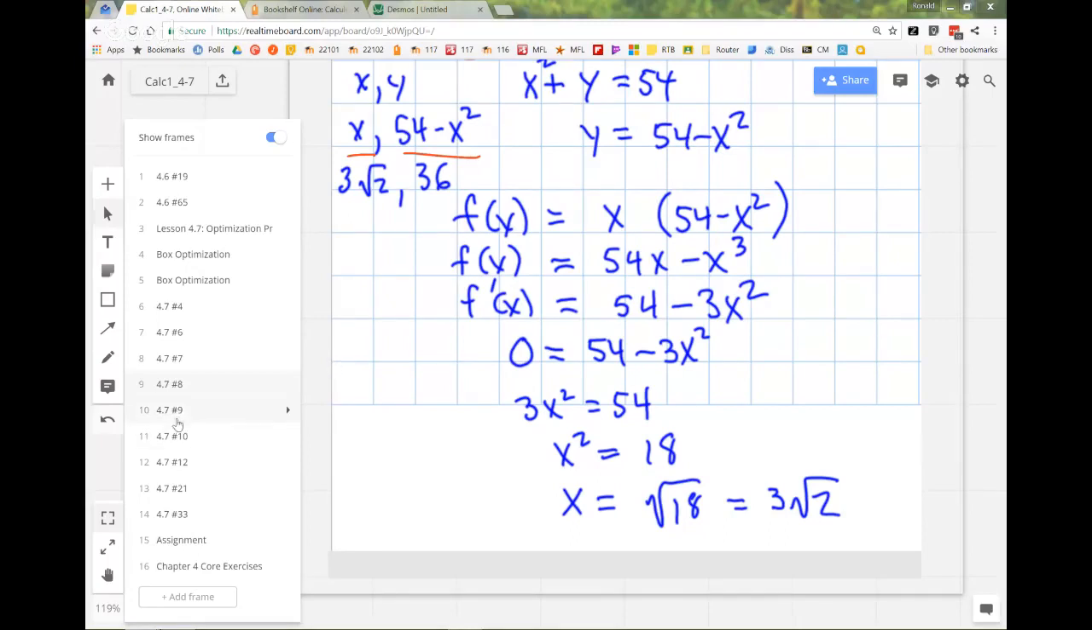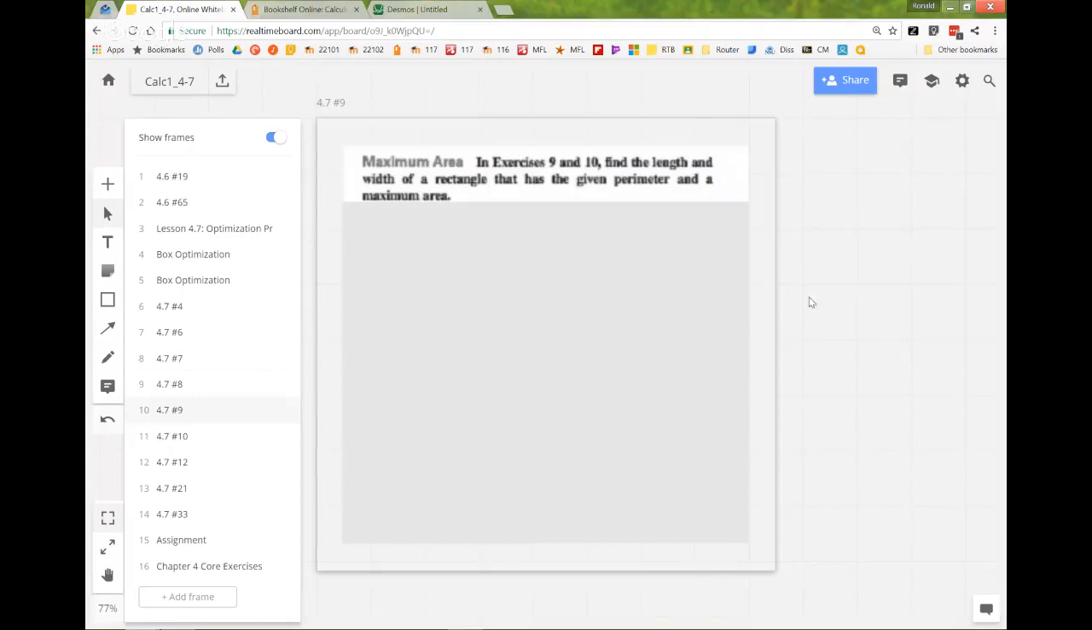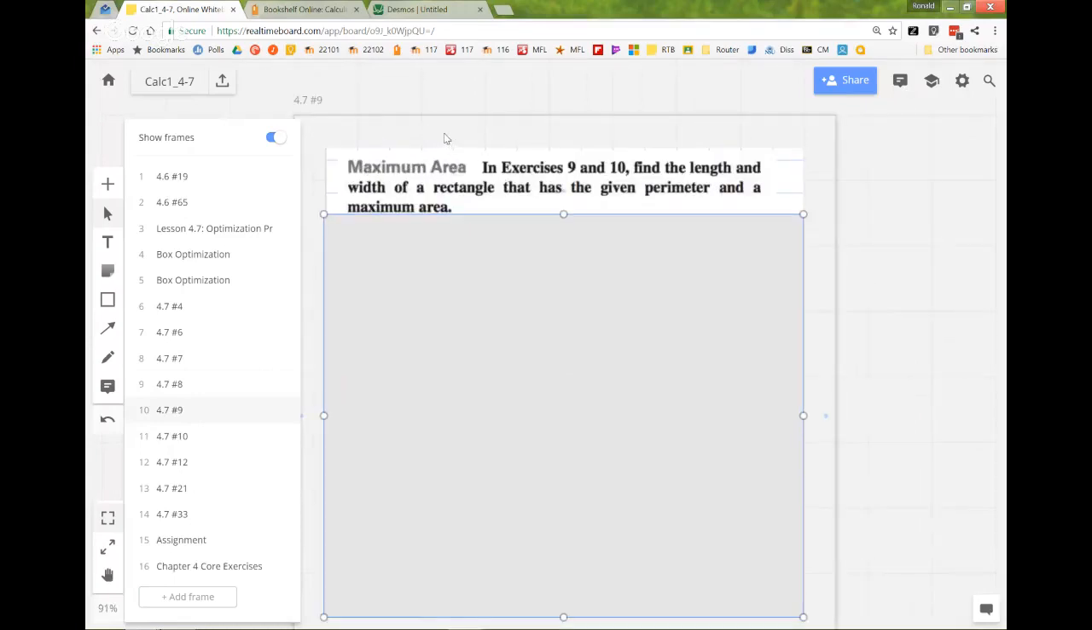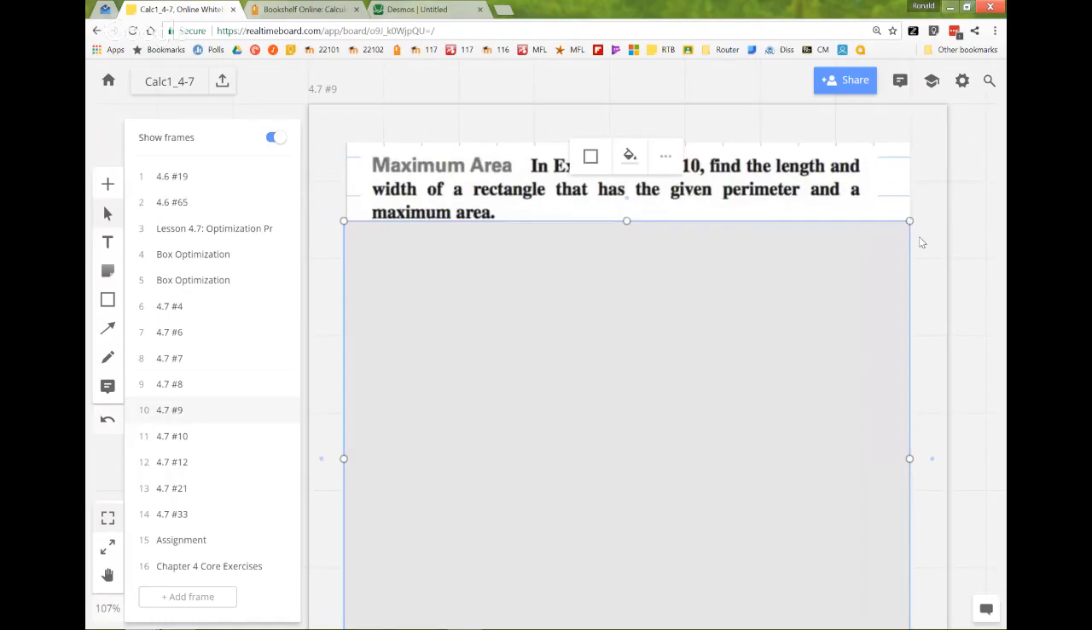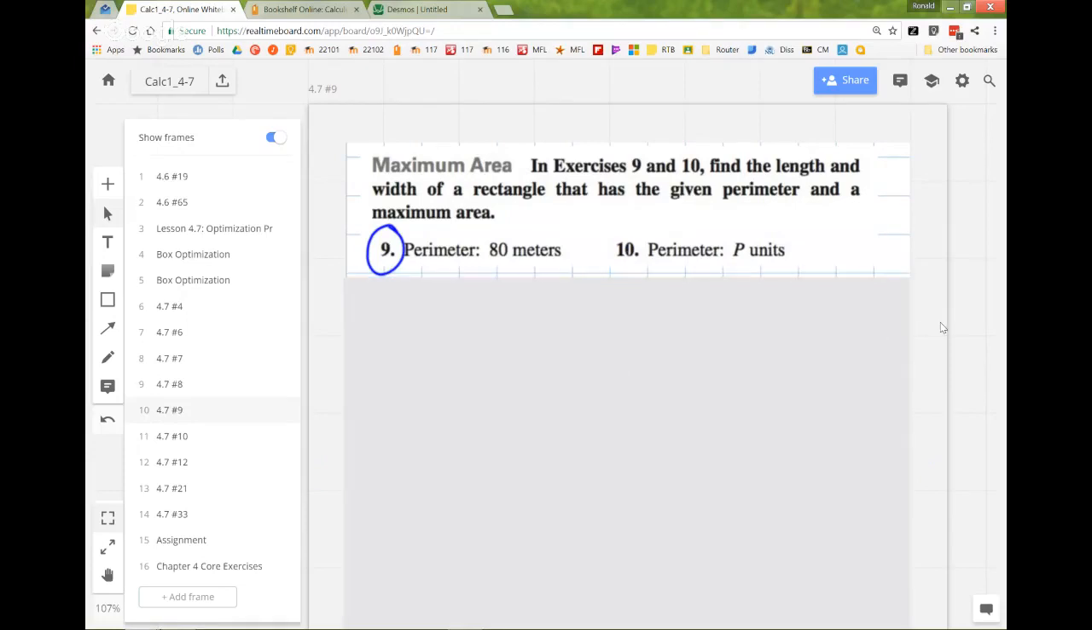Okay, we're going to number 9 next. Another odd problem. So this is a new section now in the assignment, and it says maximum area. In exercises 9 and 10, find the length and width of the rectangle that has the given perimeter and a maximum area. So number 9 says the perimeter is 80. So if you have a rectangle whose perimeter is 80, tell me what you can do to make the area a maximum.